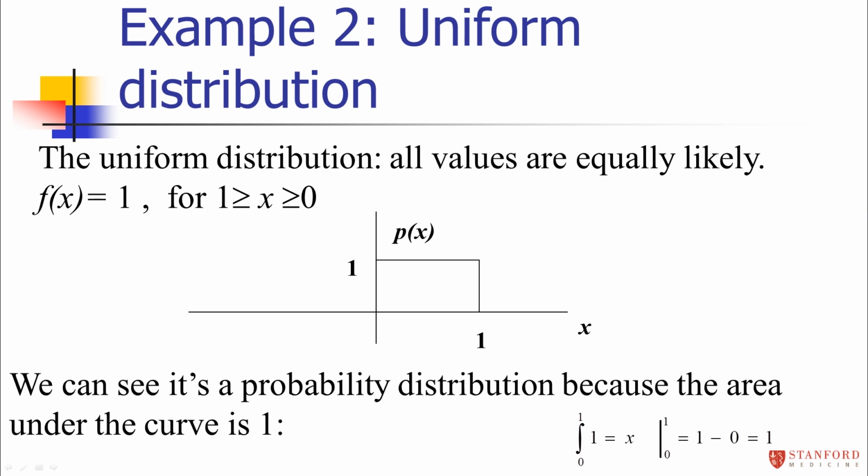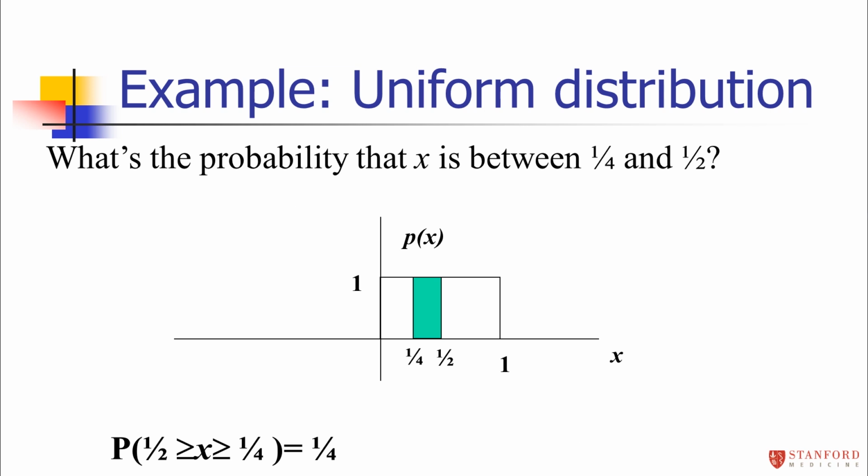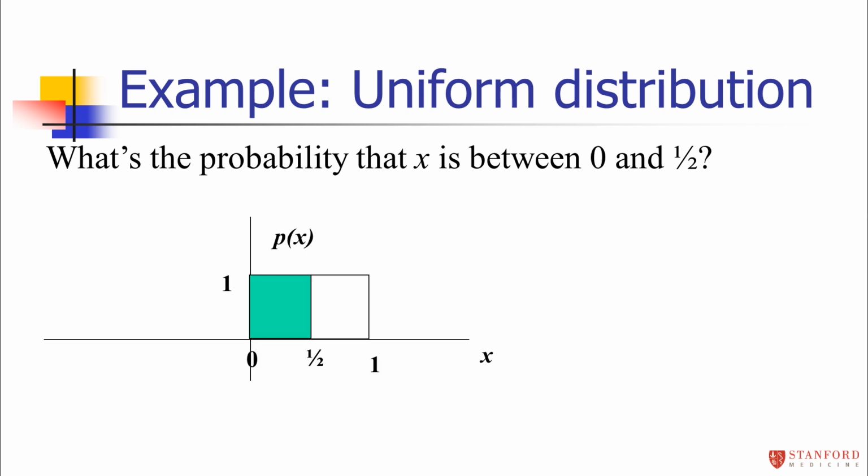So it's a very simple little distribution, and it's easy, even without knowing any calculus, to calculate areas under the curve here. So for example, if I said, what's the probability that x is between 1/4 and 1/2? Well, that's going to be 1/4. Or if I said, what's the probability that x is between 0 and 1/2? Well, that's going to be 50%.